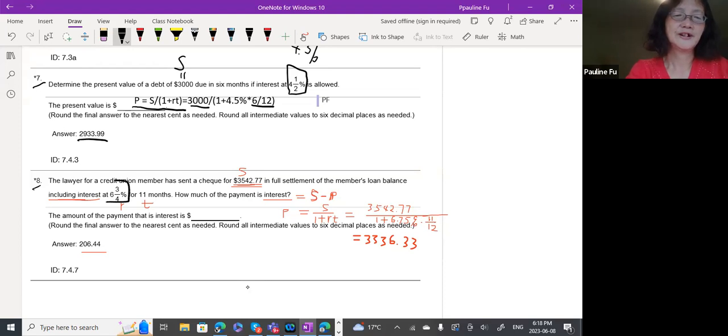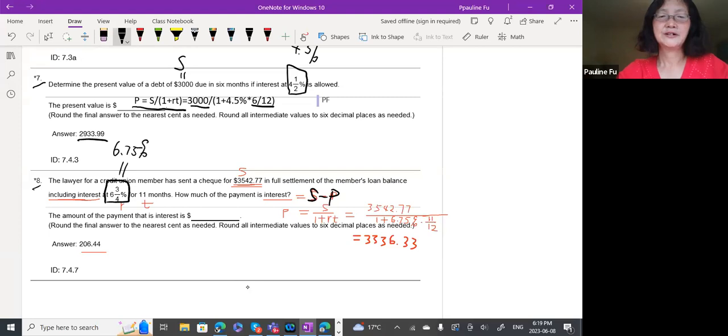So first, this 6 3/4% is the same as 6.75%. The question asks you for interest. So interest equal to future value minus present value. S minus P is interest. And we already know S. Future value is this amount, $35,042.77. So we need to find the P, present value.